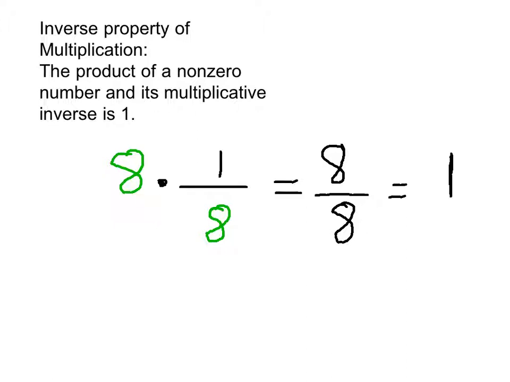And if you remember that all whole numbers have that imaginary 1 underneath them, you then go ahead and multiply your numerators. 8 times 1 is 8. And then you multiply your denominators. 1 times 8 is 8. And 8 over 8 reduces to 1.